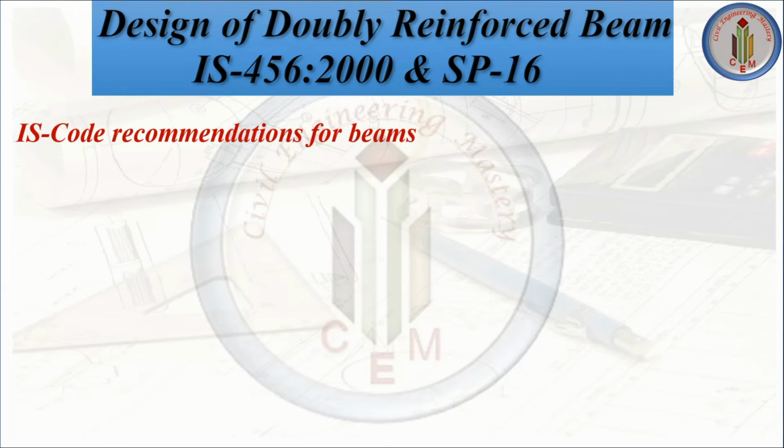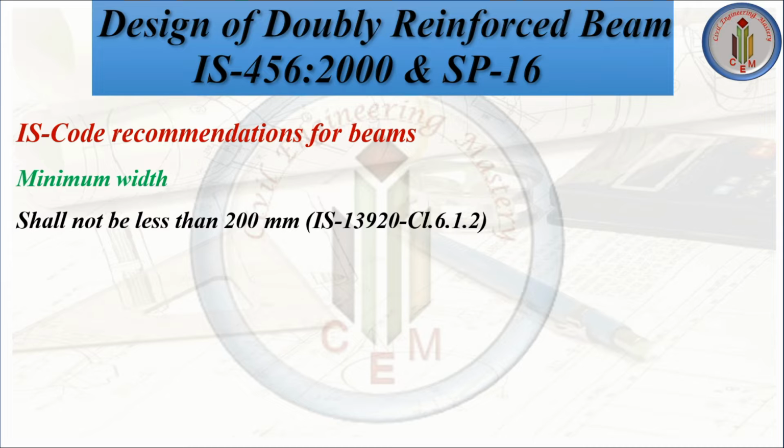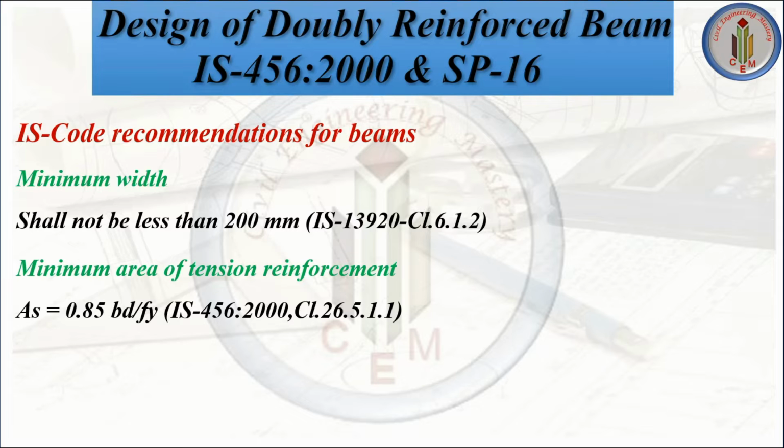Let's see a few important IS code recommendations for beams. Everybody is curious to know how much beam width and how much beam depth we have to give. Depth will vary according to the load, the architectural restrictions and the span of the beam. But for width, the minimum we have to provide is 200 mm, which shall not be less than 200 mm as per IS 13920.